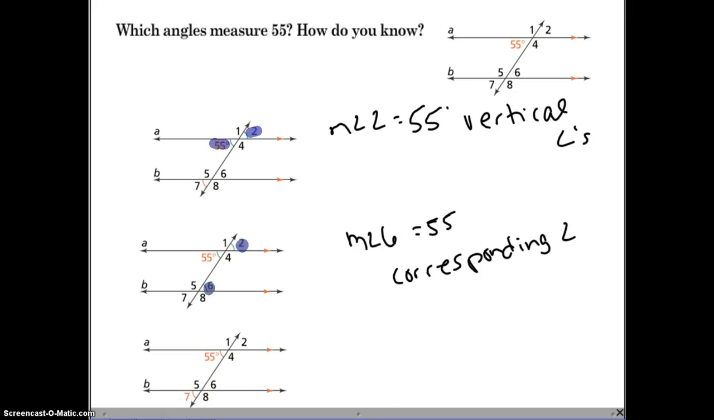Then last but not least, how can I go from 55 to angle 7? Well, I can either use angle 2 to get there, because 2 and 7 are alternate exteriors, or I could use 6 to get to 7 because those are vertical. So we also know that the measure of angle 7 will be 55 degrees, and I can say that it's vertical to 6, it's an alternate exterior with angle 2, or that it is corresponding with 55. So you have many different options on how we know angle 7.